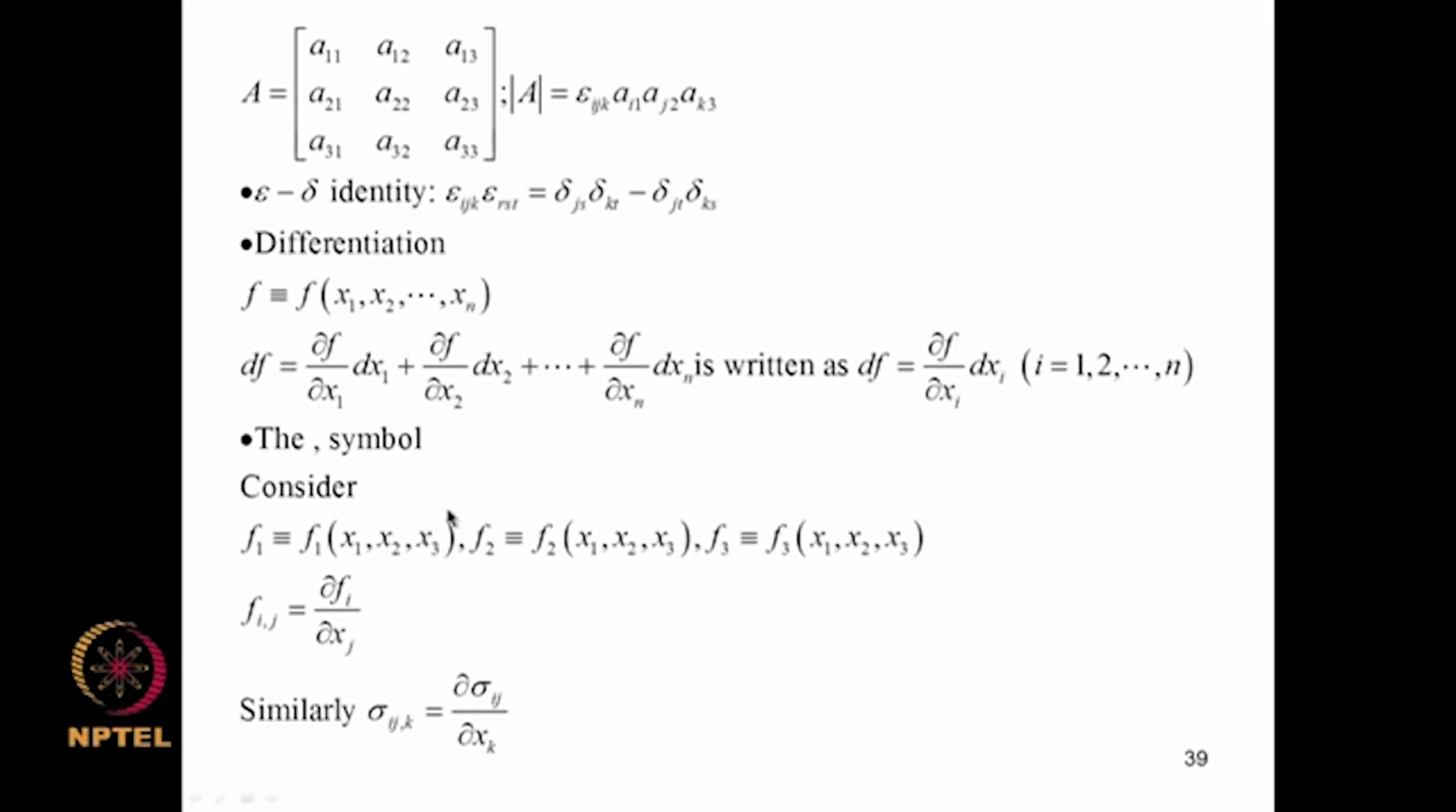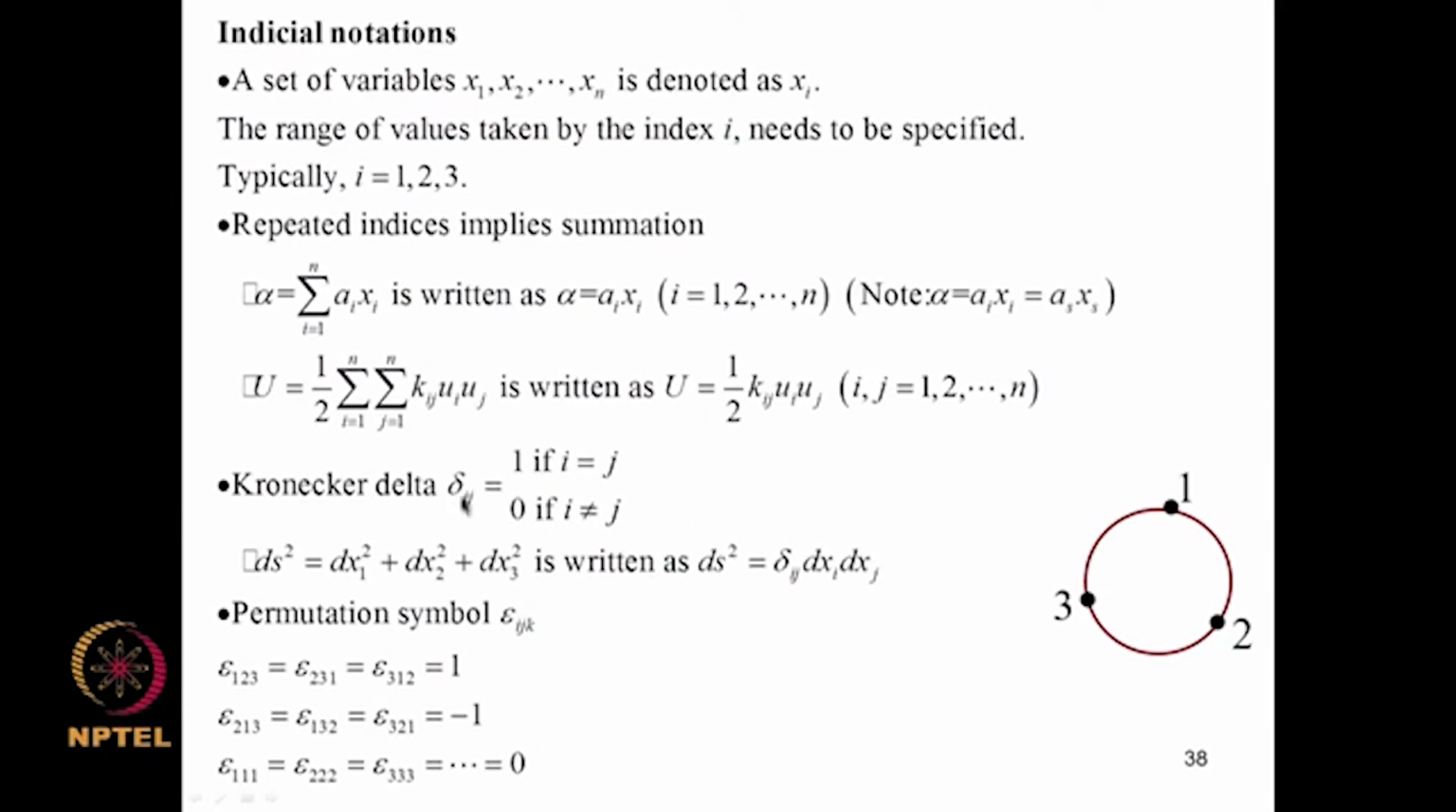This Kronecker delta is a symbol that is used, delta ij is 1 if i equal to j, otherwise it is 0. So, using that, for example, the length of an infinitesimal element ds square, which is given by dx1 square plus dx2 square plus dx3 square, is written as delta ij dxi dxj.